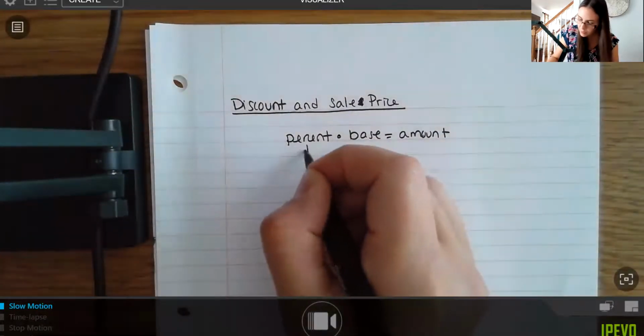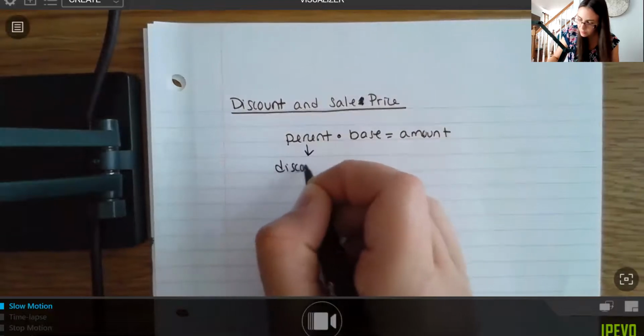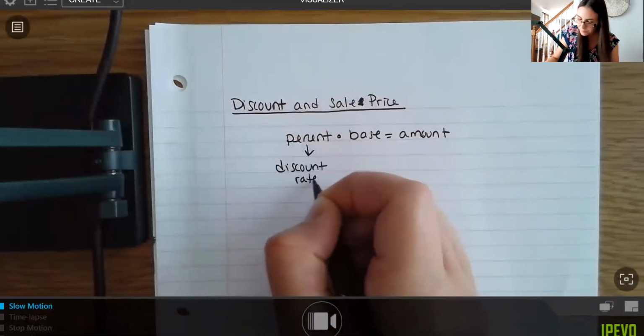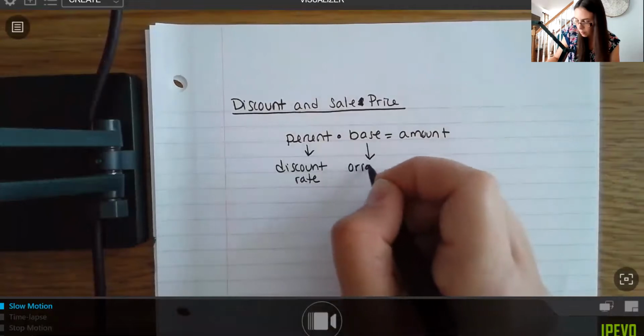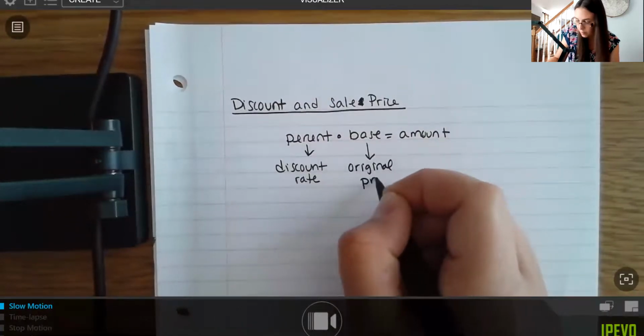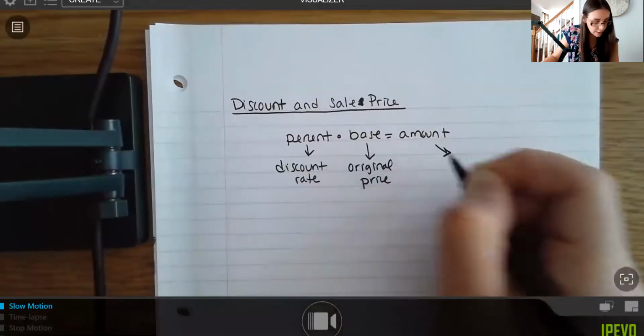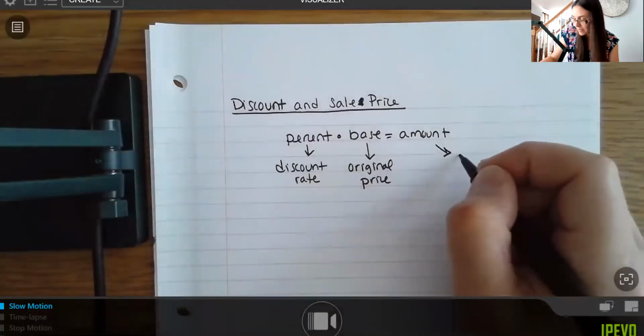So your percent here is going to be your discount rate. The base is going to be the original price. And the amount is going to be the amount of discount.